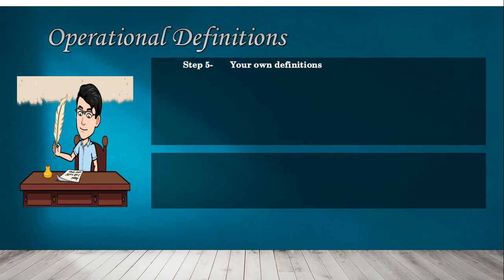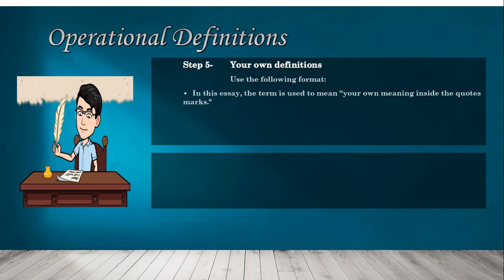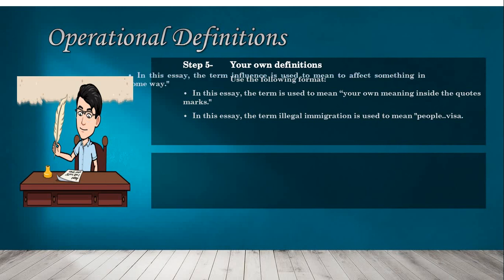Step 5, for your own definition, use the following formats. First, "In this essay, the term ___ is used to mean" your own meaning inside the quotation marks. So the researcher must put quotation marks on the definition to put emphasis. In this essay, the term illegal immigration is used to mean "people without visa." As you can see, the researcher puts emphasis on the words "people without visa" because illegal immigration defines it.